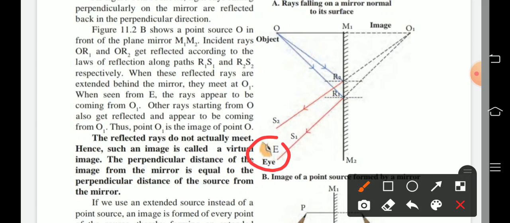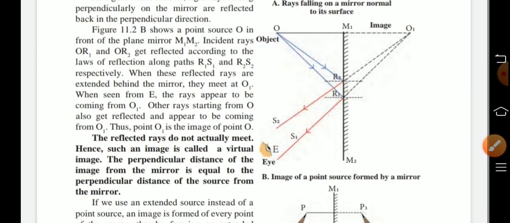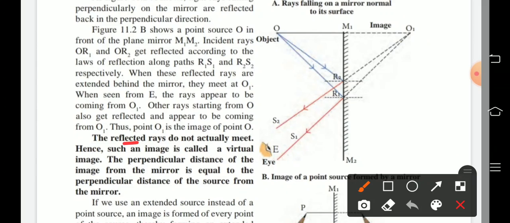Other rays starting from point O also get reflected and appear to be coming from O1. Thus, point O1 is the image of point O. Where is the image formed? At point O1. Clear? Next one. The reflected rays do not actually meet. These two reflected rays do not actually meet, and such an image is called a virtual image.